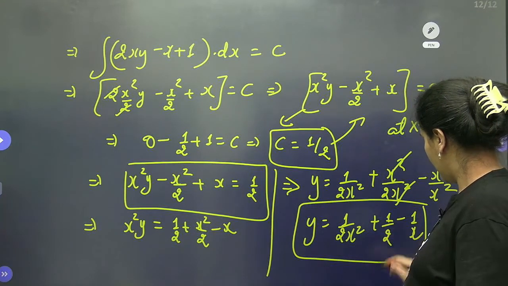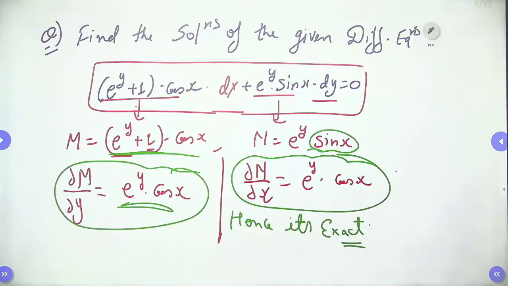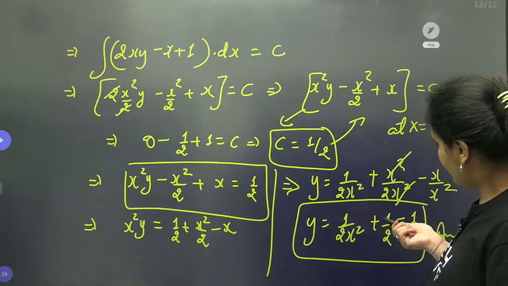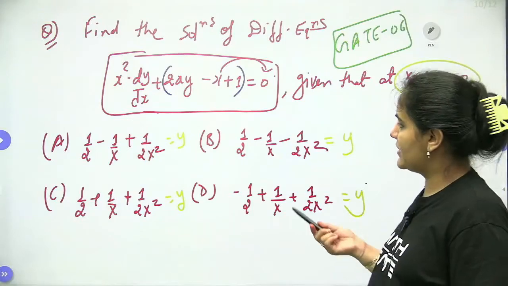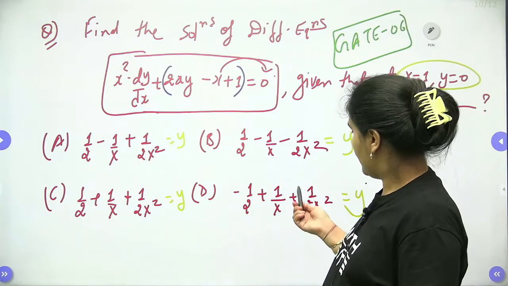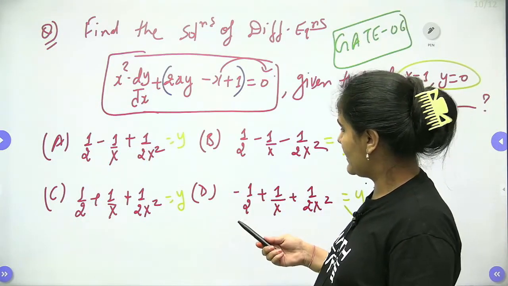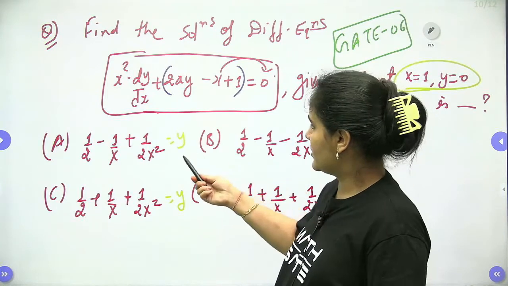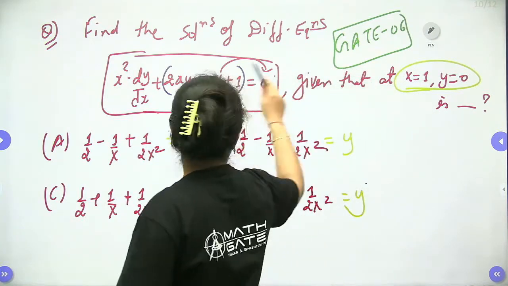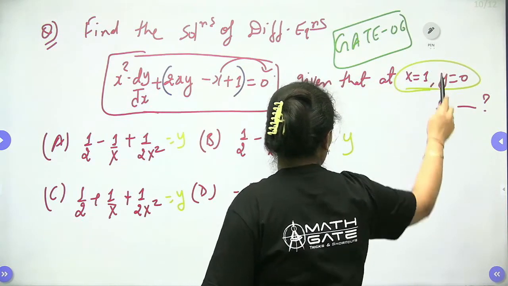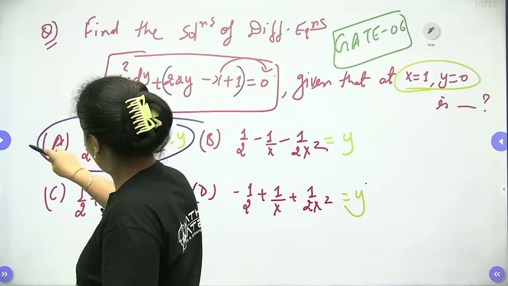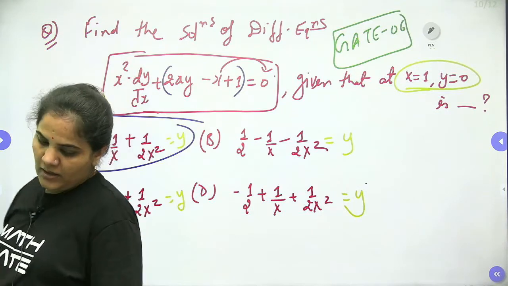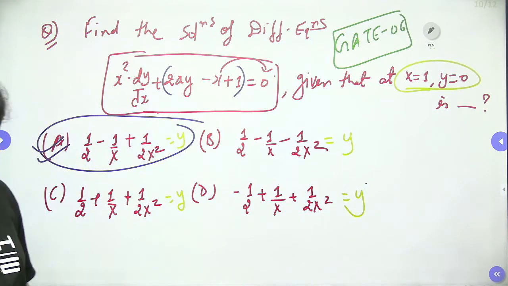This is 1 by 2 only, guys. Okay, let's see which option is satisfying. We are having 1 by 2x square plus 1 by 2 and minus 1 by x. We can see this in option number A. So you can see this is the final answer for you, dear students. This will be in option number A only, right?